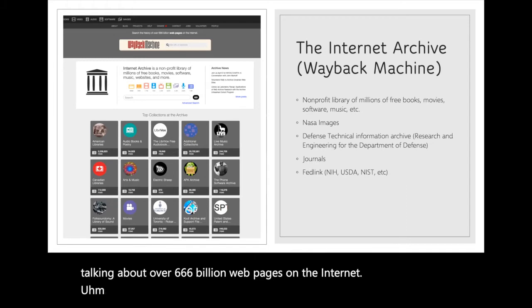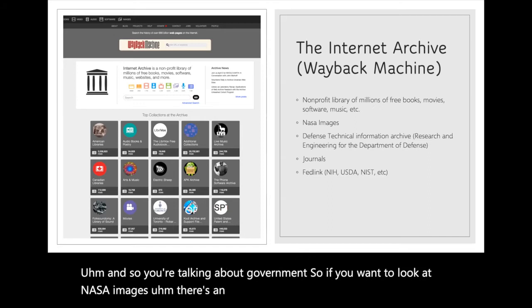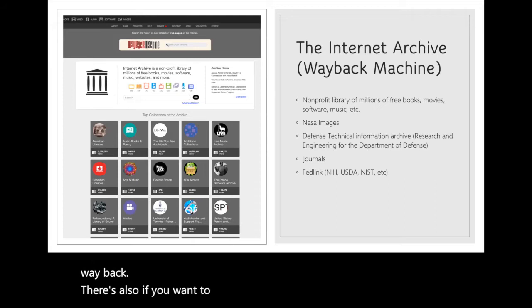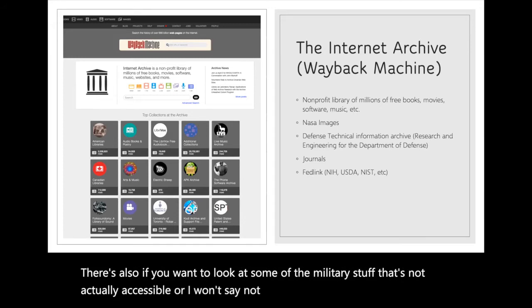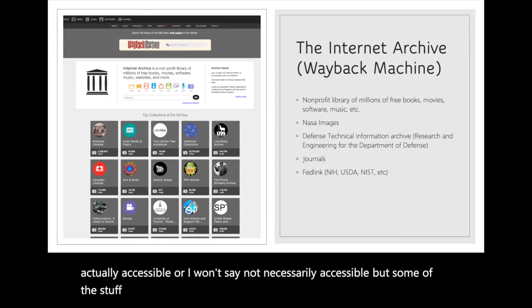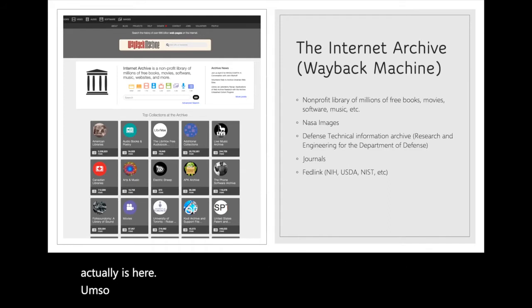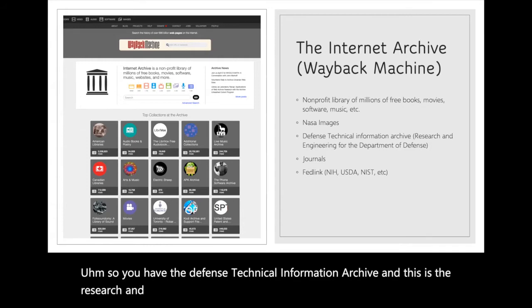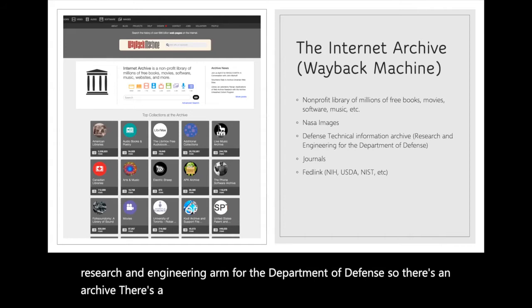And so you're talking about government. If you want to look at NASA images, there's an actual archive of NASA images that goes way back. There's also some of the military material that, from a historical standpoint, is not readily accessible but is here. So you have the Defense Technical Information Archive, the research and engineering arm for the Department of Defense. There's a lot of information here.